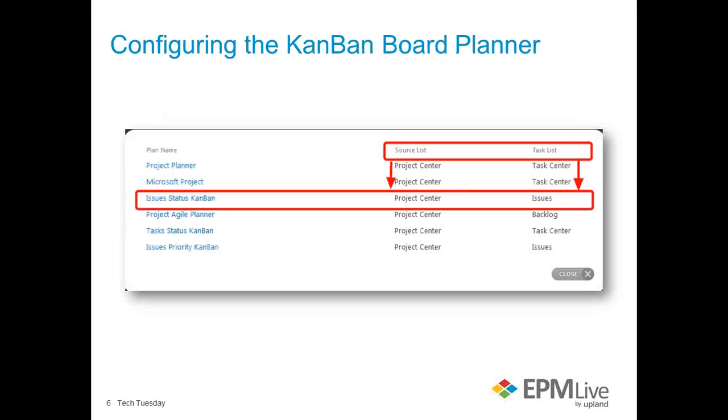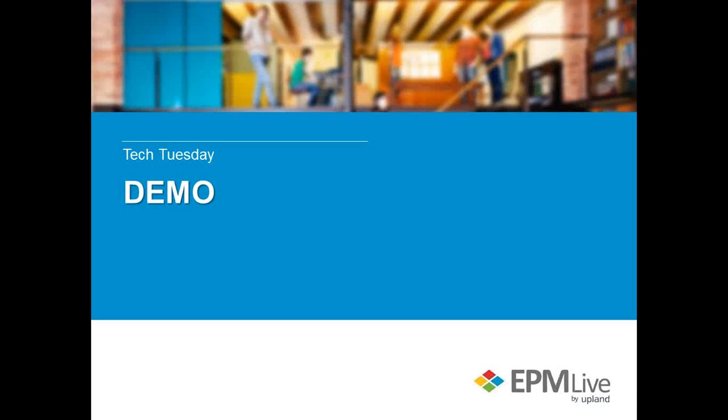Notice here in this slide the issue status Kanban board, noted here. The source list is the project center, and it's pulling from the issues list. Next, I will demonstrate how once a Kanban board is added, it's easily accessed via the Edit Plan options, and you can get to that via the ellipsis menu or the ribbon. So let's take a closer look at this.